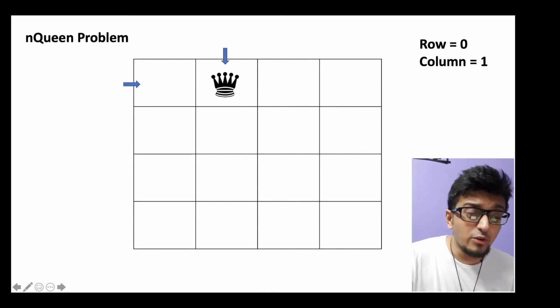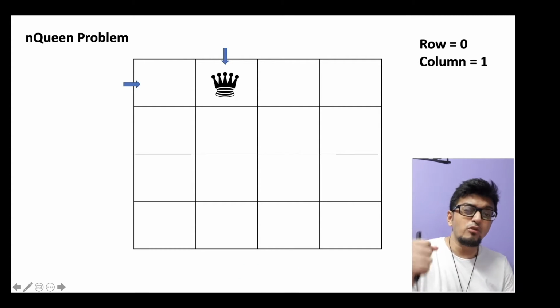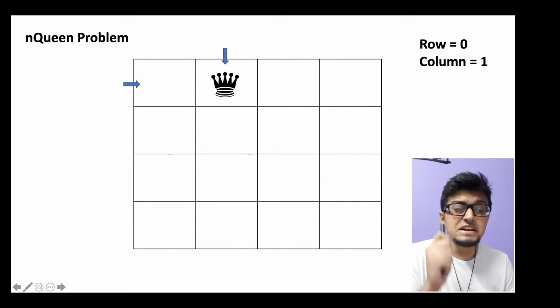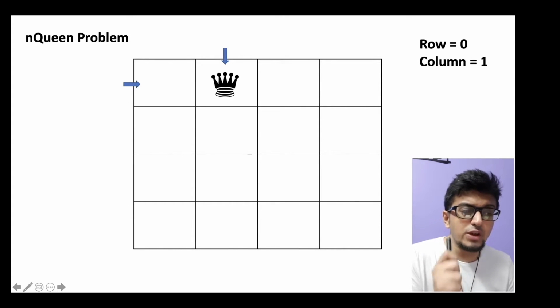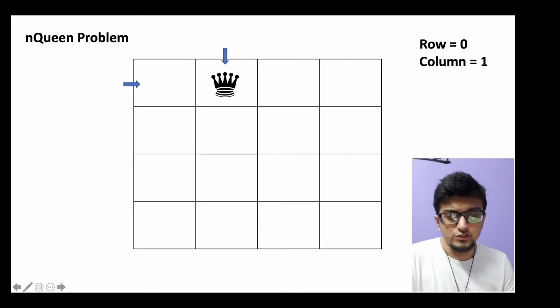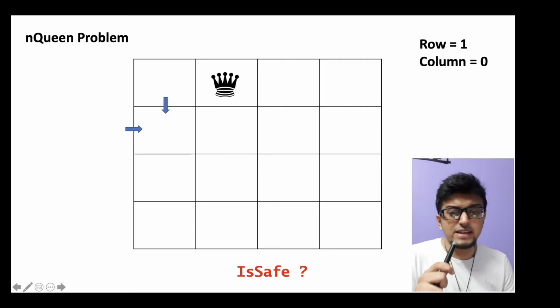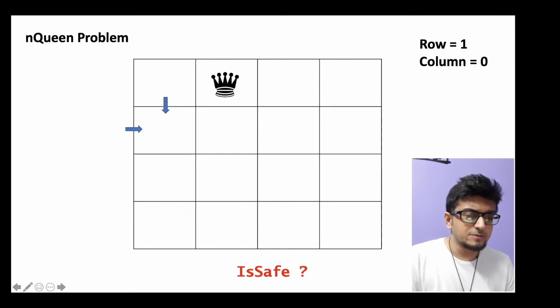So what we'll do, we will place a queen over here and we will move forward. Since you already know the algorithm, if we have successfully placed a particular queen, we have to move forward to our next row. So we'll move to the next row and keep checking whether that position is safe or not. Here this position is not safe, so we'll move forward.